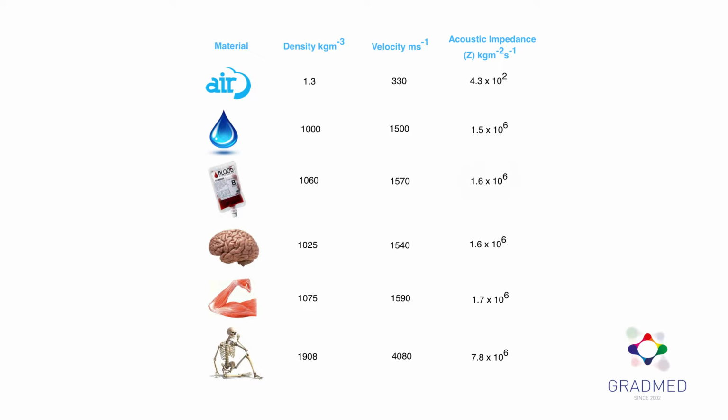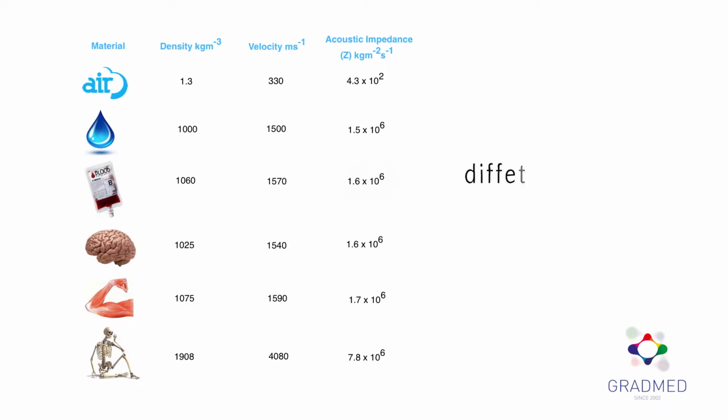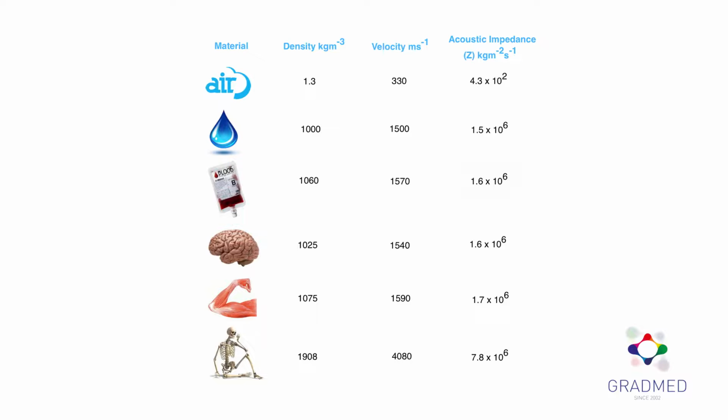Now, for sound waves to be reflected and so produce an image, we really need the difference in the impedance values of the two tissues to be small. If the difference is too large, we find all of the sound waves are reflected, and so none of them pass into the deeper tissues. However, if they're too similar, then there's no reflection, and so we can't see the boundary image at all.